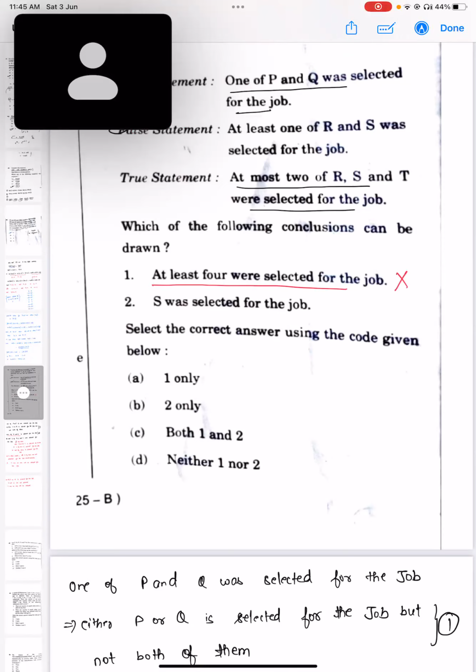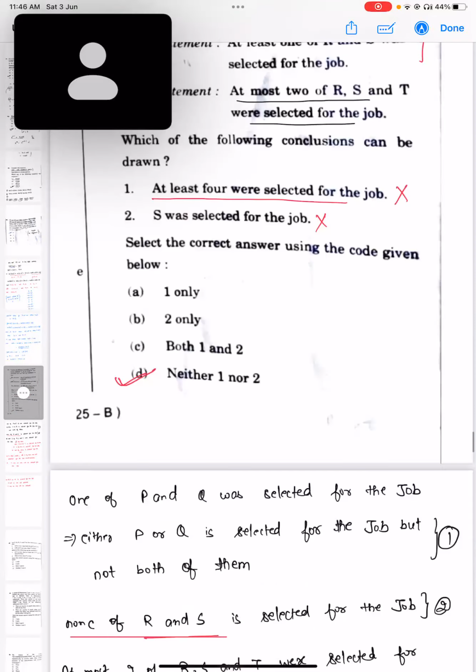Fine. S was selected for the job. It is also a wrong statement because from equation 2 only we concluded that S is not selected for the job. So select the correct answer using the code given below. Neither one, nor two. Both the conclusions were wrong. Fine. Let us proceed to the next question.